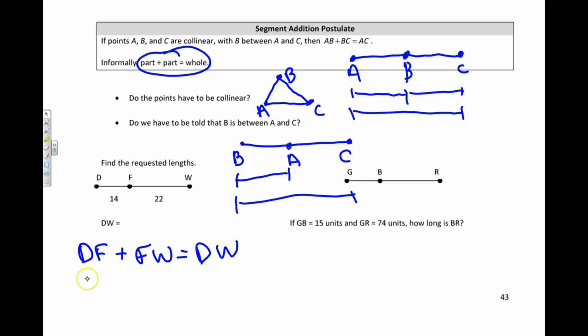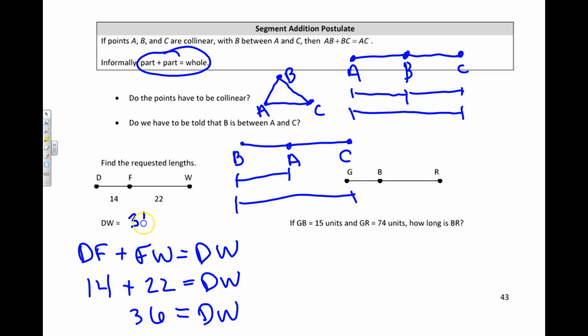And let's now plug in. DF is 14, FW is 22, that's going to be equal to DW. Add those together, I get that 36 is the length of DW. So that's not too bad. My part plus part equals whole. And we can even use that to work backwards.